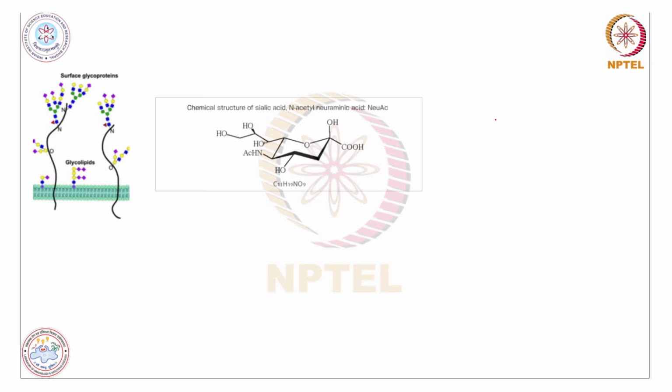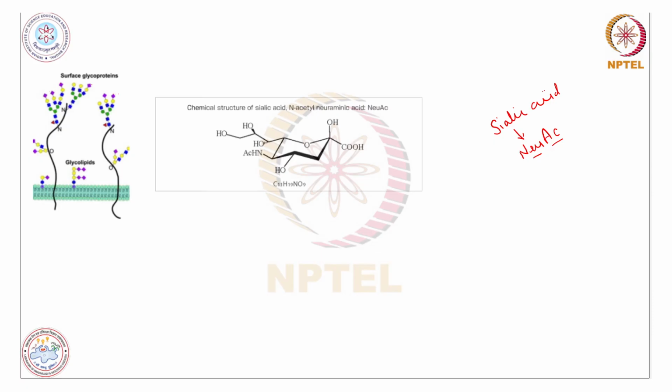So there is a sugar called sialic acid. This purple small diamond-shaped symbol you can see here, these are your sialic acids. The chemical structure of sialic acid is shown here, and its name is also N-acetylneuraminic acid. It is also known as N-acetylneuraminic acid, which is written as Neu5Ac.